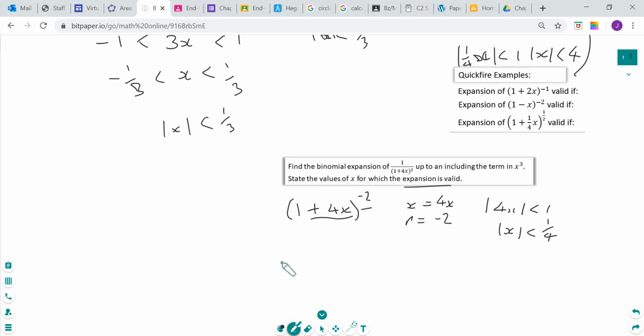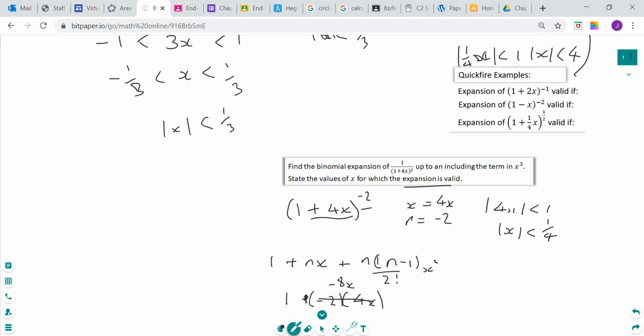For the rest of it, I do the expansion. How many terms? Up to and including the x cubed term. So 1 plus nx plus n times n minus 1, you get the idea. So I'm going to do 1 plus n, which is minus 2, so I'm going to do minus 2, and times it by the x. The x is going to be 4x. So what's this whole thing going to be? This is going to be minus 8x, isn't it? I'm just doing this in the interest of time, but normally I would write all of this stuff out.